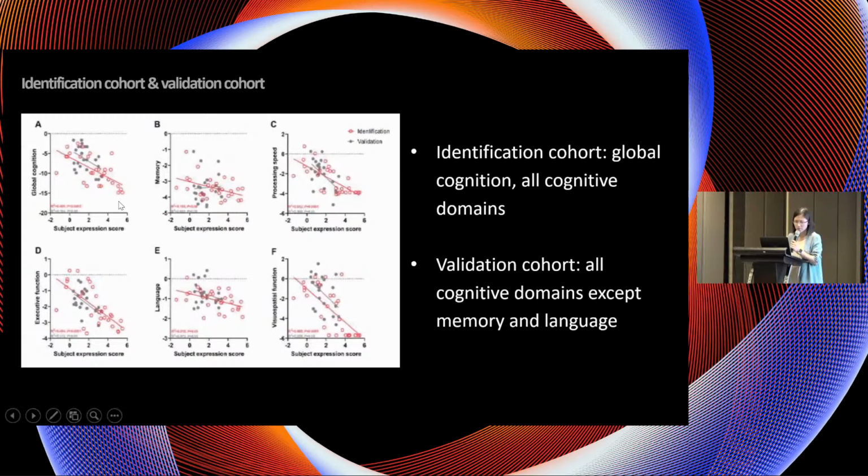We can see that the scores are predominantly higher in AD than in HCs. And in the identification cohort, global cognition and all cognition domains are strongly negatively correlated with the subject expression score. But in the validation cohort, all cognition domains except memory and language are moderately related to the subject expression score.